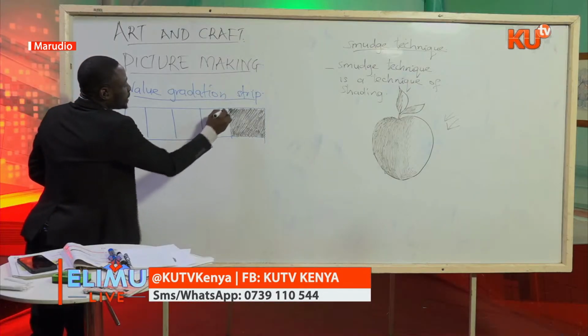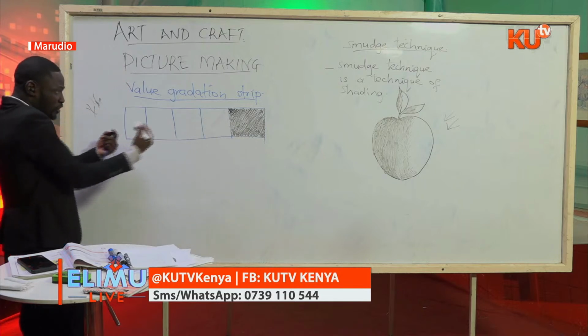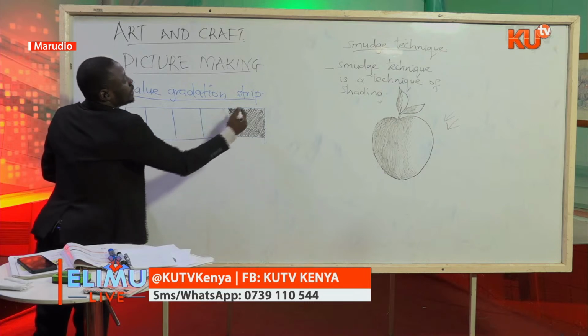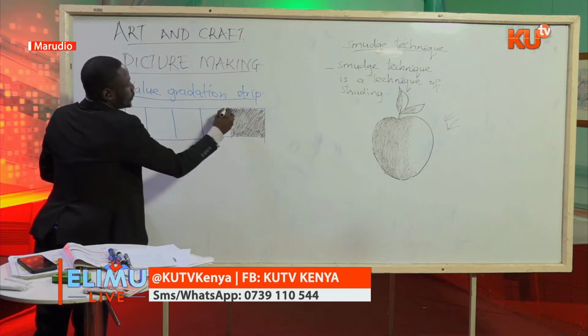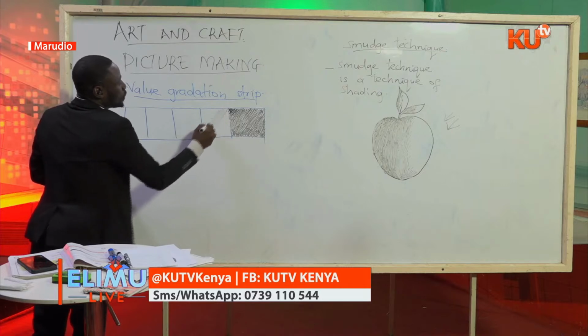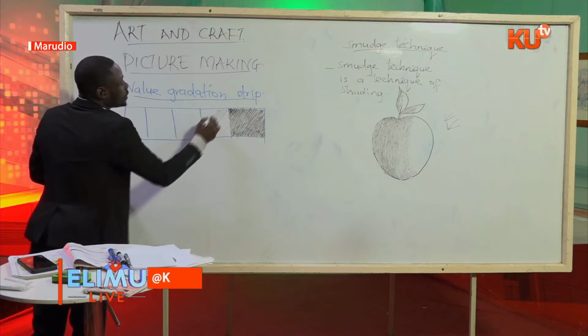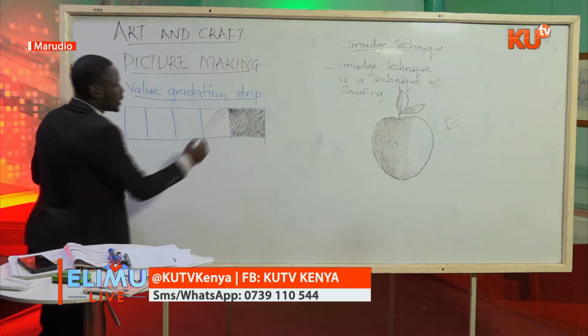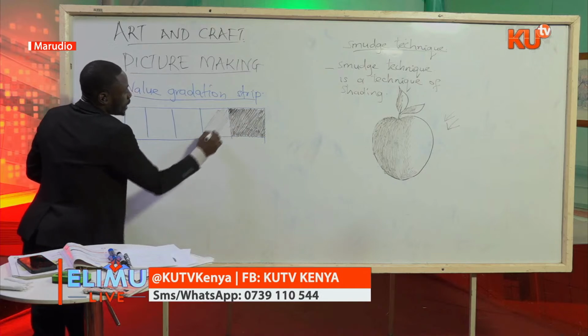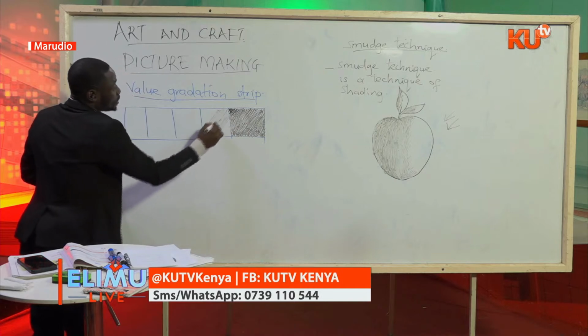Okay, and this part, because we are moving towards the light, will be darker. Remember, this side is darkest, and this side will be darker. And like I said, we are using the smudge technique. Smudge technique is a technique of shading. We are shading.